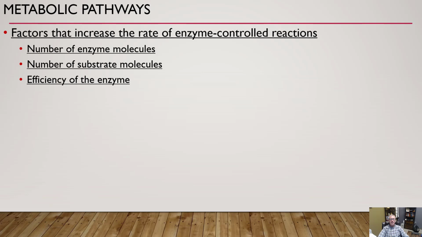All right, factors that increase the rate of enzyme-controlled reactions: number of enzyme molecules, number of substrate molecules, and the efficiency of the enzyme. Obviously, if we have more enzyme molecules, the reaction is going to happen faster. If we have more substrate molecules, we can build more proteins faster. And the efficiency of the enzyme. Does it take me 10 minutes to work, or does it take me 7 minutes to work? 6 minutes. How efficient am I, or how efficient are you guys?